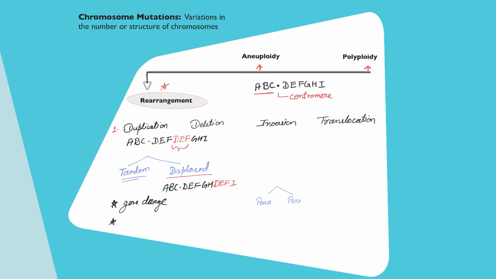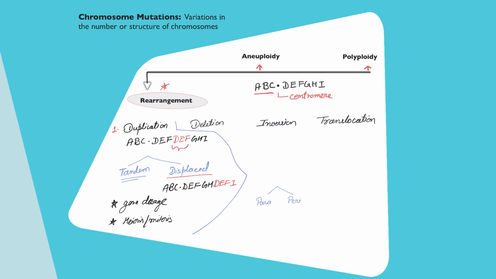Another thing is during meiosis. We know that the chromosomes need to pair, or even in the case of mitosis, the chromosomes need to pair. So whether we talk about mitosis or meiosis, the pairing would be affected by any of these changes. Now I want to talk about the next one, that is deletion.